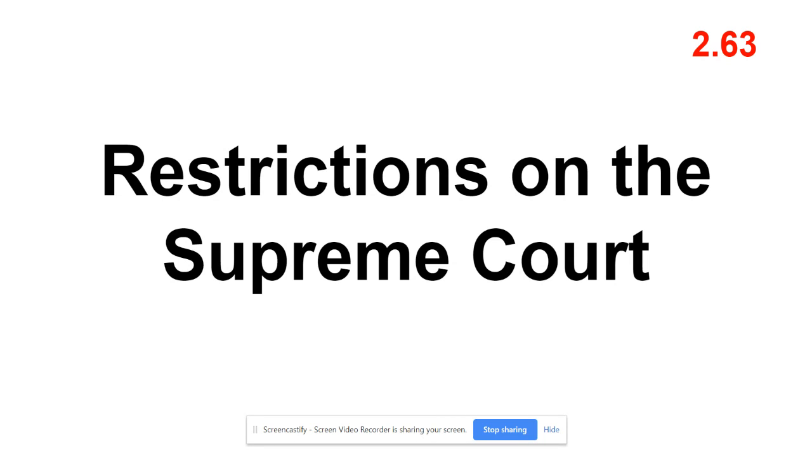Okay, 2.63 restrictions on the Supreme Court. Now, this is really important. You have to know these because you need to be able to know what people will do if they disagree with a Supreme Court decision. So the things that I list here are often going to be your Part C on a Supreme Court essay. So make sure you know this list really well. You're going to have to stop and pause and study it after we're done.